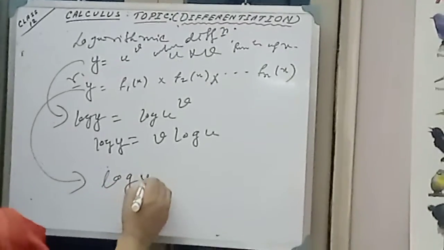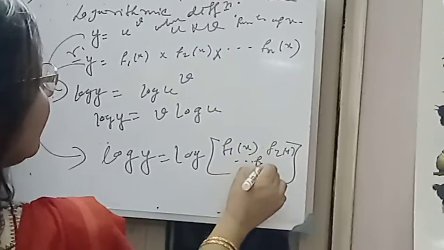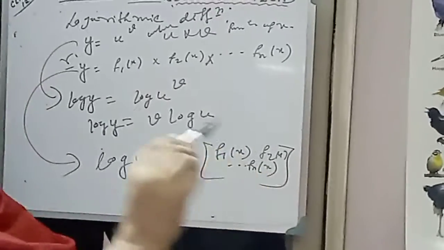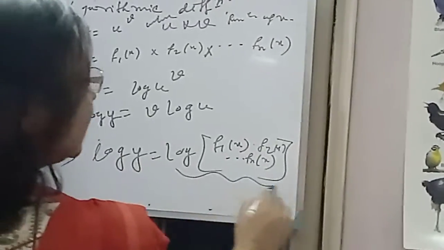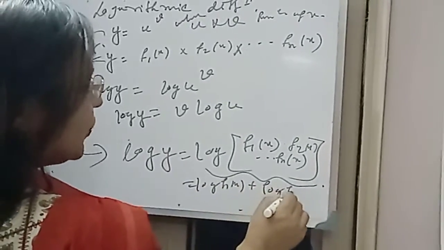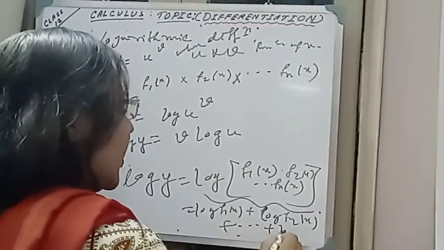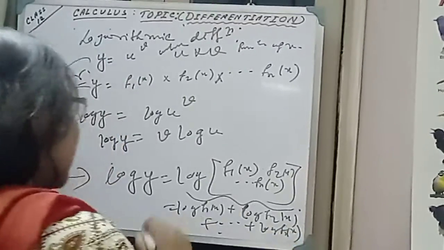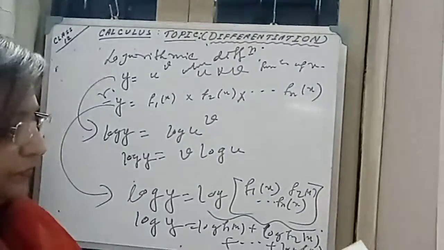Similarly, here also we will apply the same thing. Log y is equal to log of the product. What is the product form here? f1(x) into f2(x) into up to fn(x). What is the formula? Log mn means log m plus log n. So we can expand this as log f1(x) plus log f2(x) plus up to log fn(x). Then again we do the same thing, differentiating both sides with respect to x. We can find the derivative of this logarithmic function.